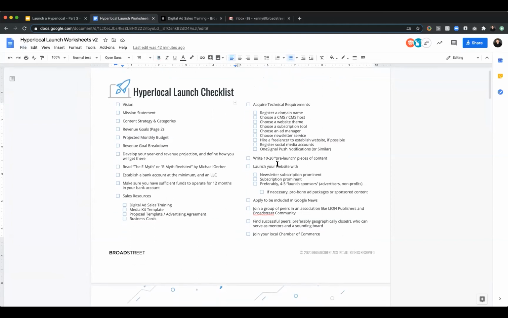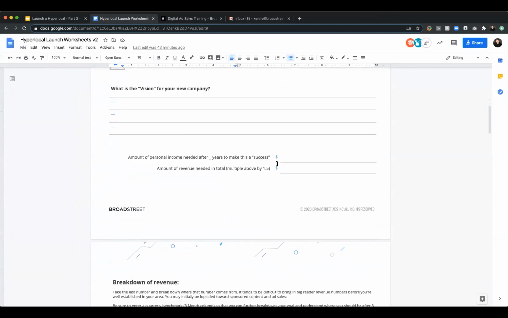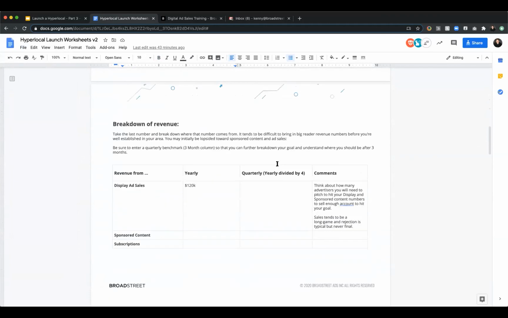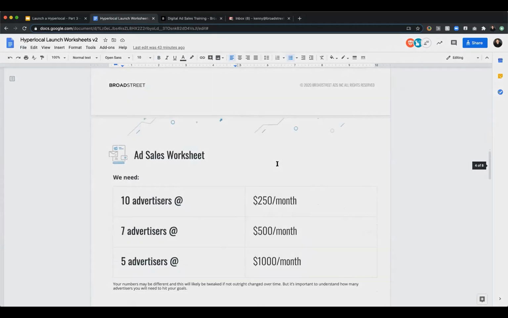So we'll have our checklist for launching a hyperlocal, and then we talked about our 1-year goal worksheet. What is our vision for the new company, that North Star that we're really going after? How are we serving our readers, our customers, or our advertising clients? What is the amount of revenue that we need to make in order to make this a success? And then we broke that revenue down, and we'll talk about this in the goals piece, our yearly and quarterly goals, which is coming up next.